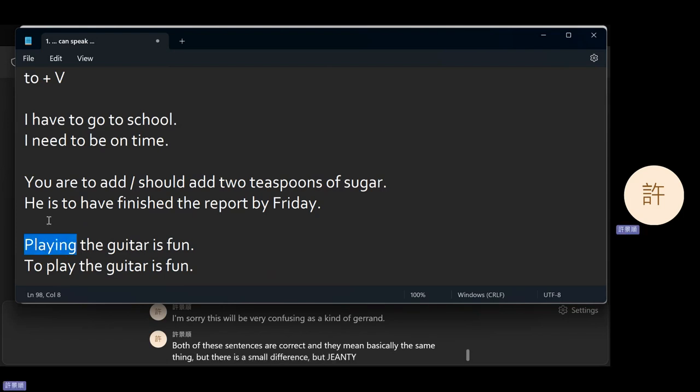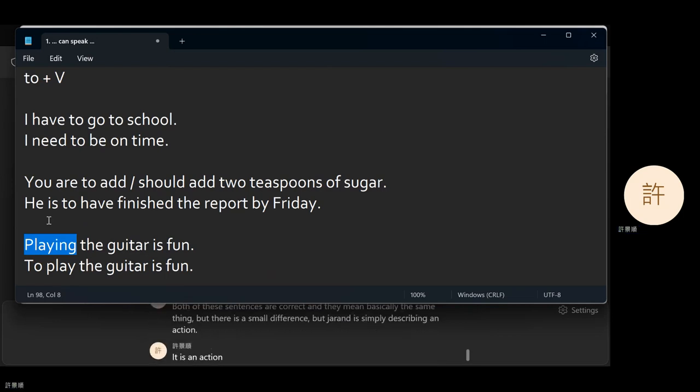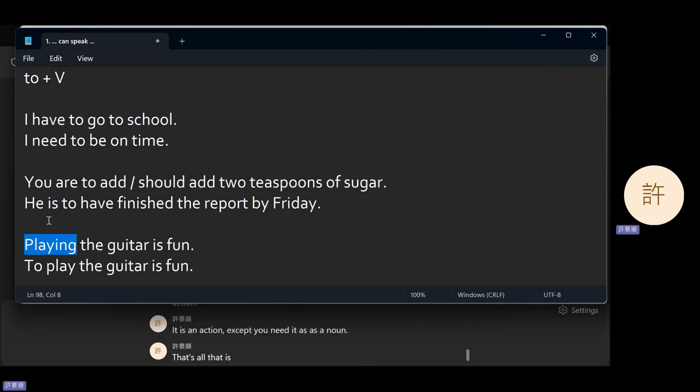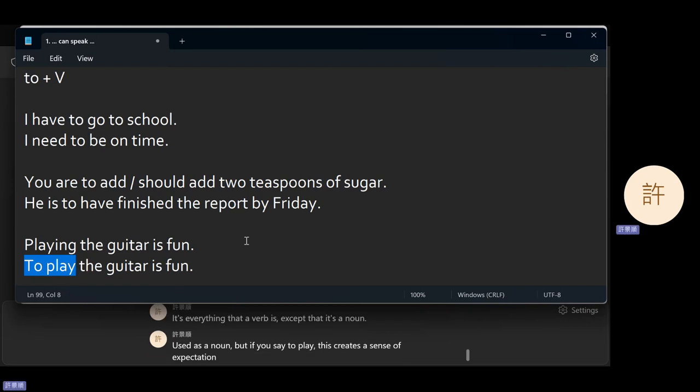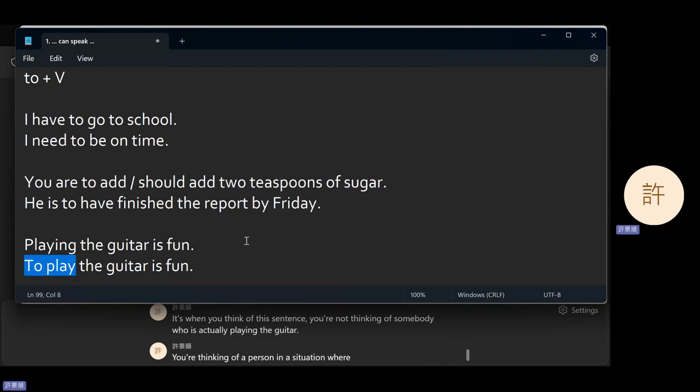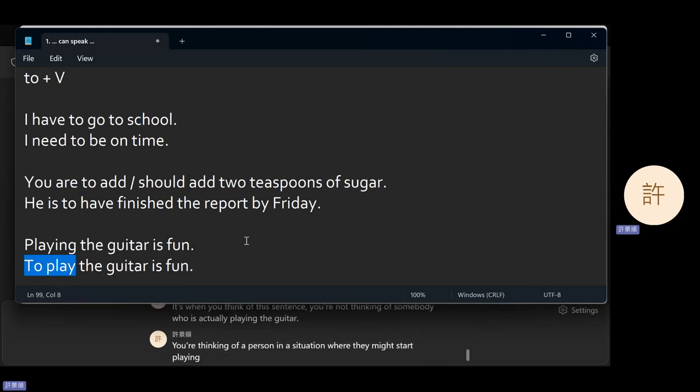A gerund is simply describing an action. It is an action, except you need it as a noun. That's all that is. It's everything that a verb is, except that it's used as a noun. But if you say to play, this creates a sense of expectation. When you think of this sentence, you're not thinking of somebody who is actually playing the guitar. You're thinking of a person in a situation where they might start playing, where they're thinking about whether to play.